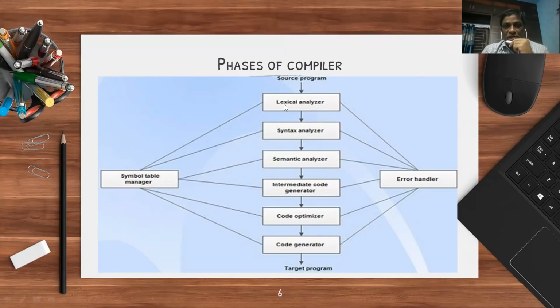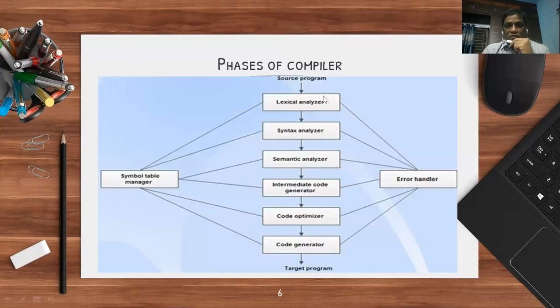You need to remember these names properly because these names comprise your entire syllabus. This is what you are going to learn. So if you build a lexical analyzer, that is your first unit. If you are able to build a syntax analyzer, that is your second unit, and so on. This entire list of phases is your syllabus of compiler design. You must be able to build all these phases independently.